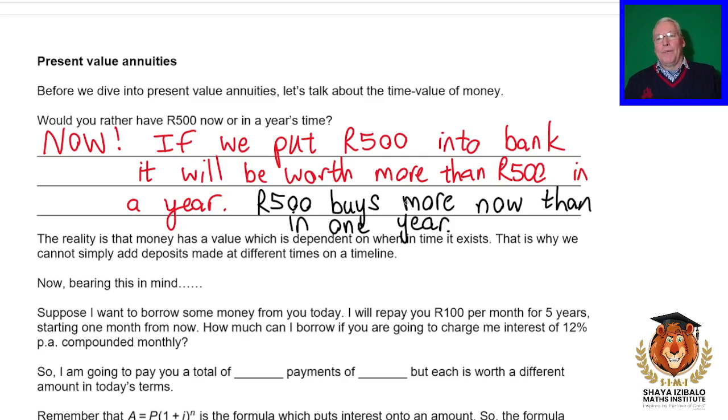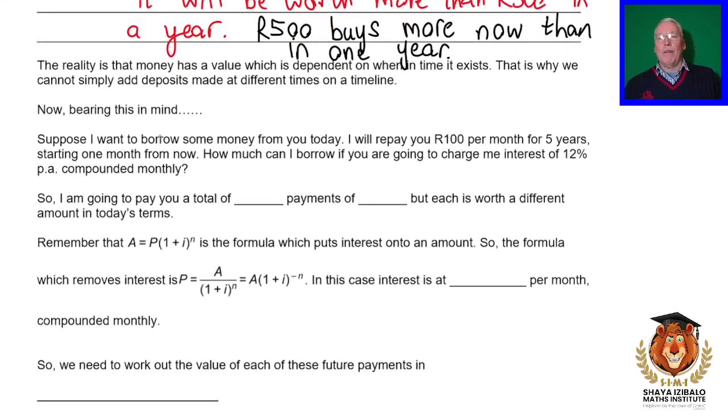Okay, all right. Now, if I wanted to borrow some money from you today, and I said to you, I'm going to repay you 100 Rand per month for 5 years, starting 1 month from now, and you're going to charge me 12% interest. So I'm going to pay you a total of 60 payments of 100 Rand. But each of these is worth a different amount in today's terms.